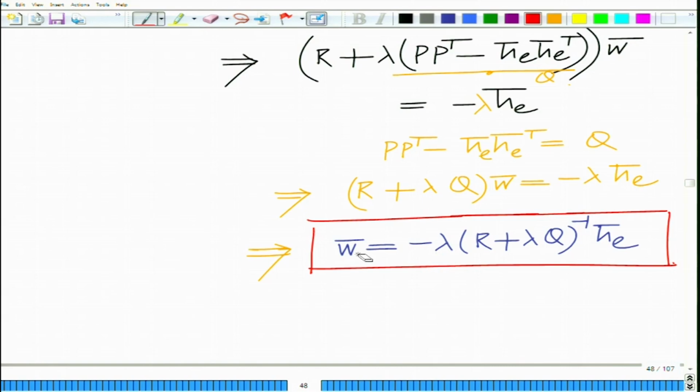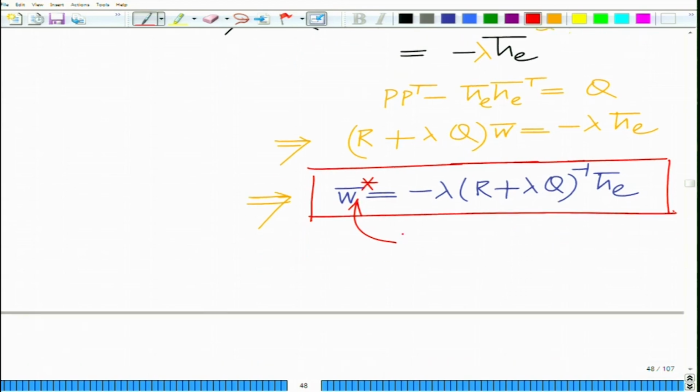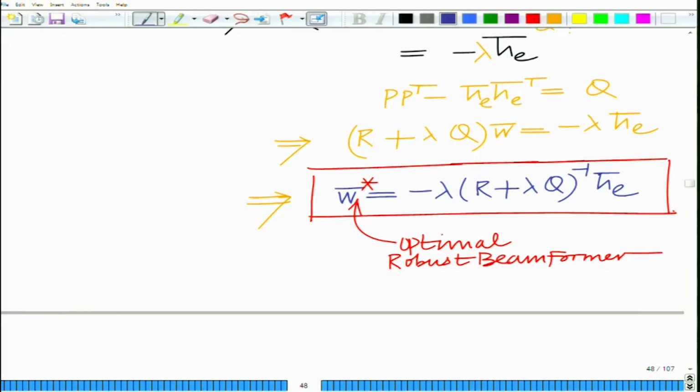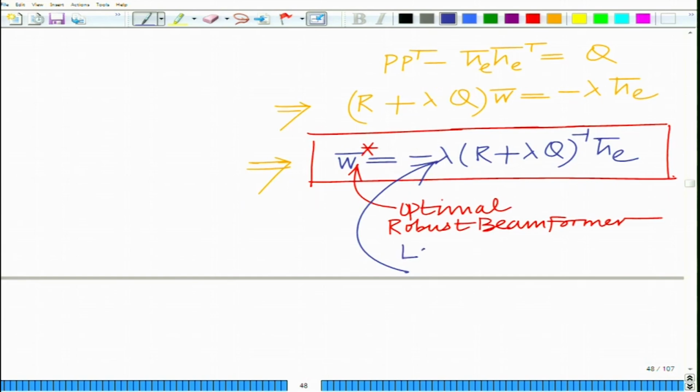This you can write as star. This is the optimal robust beamformer, which we have already seen. So this is the formal derivation for that. This is the optimal robust beamformer, and this of course depends on the Lagrange multiplier lambda. Therefore, what we have to do is determine the Lagrange multiplier lambda to complete this derivation, and that is a little bit involved. So the Lagrange multiplier lambda has to be determined.